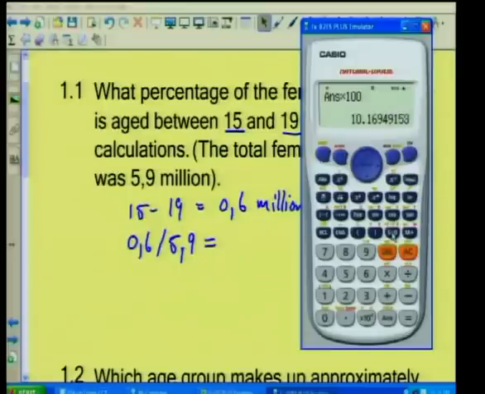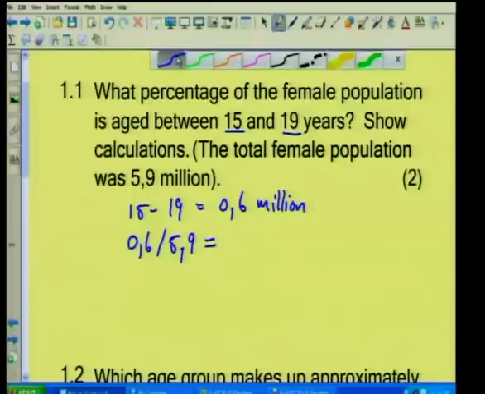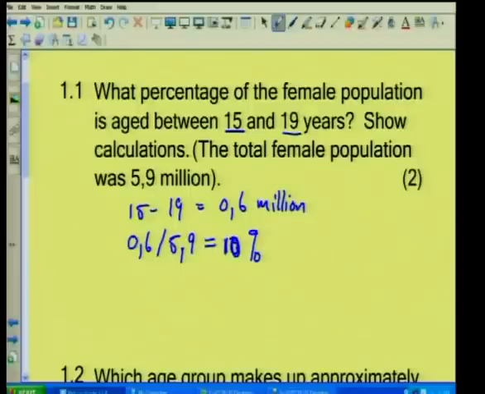and our answer is approximately, we're going to round it off to 10, because it's 169, so the 1 is less than 5, and it's approximate, so it'll be 10%. All right, so approximately 10% of the females are going to be between the age of 15 and 19 years of age. And for that, you would have got your mark here and your mark there.